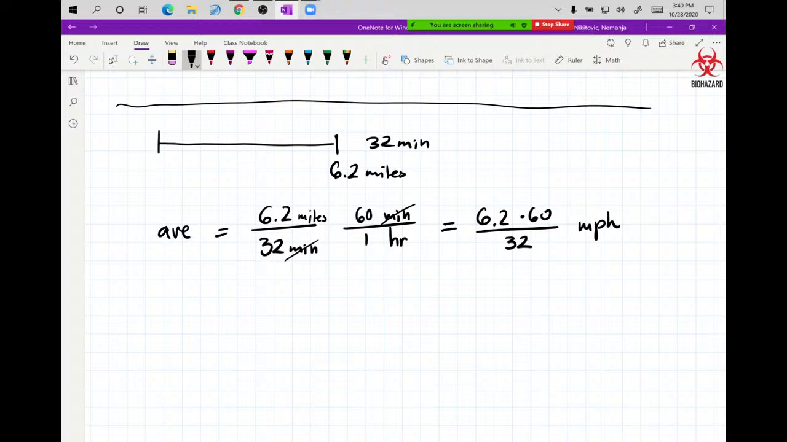So at this point, you can take the calculator and just compute 6.2 times 60 divided by 32, and that gives you 11.625 miles per hour. So what we found is that the average speed of this runner is 11.625.